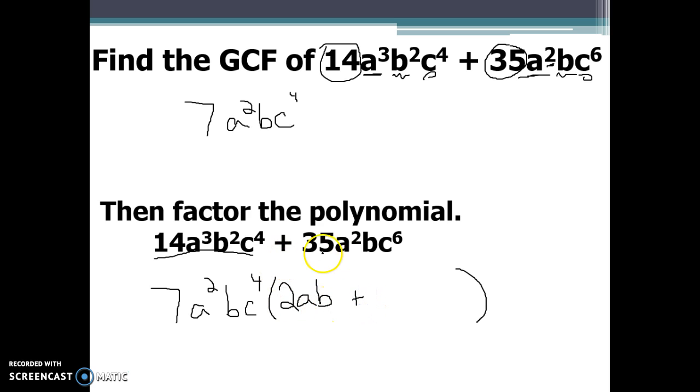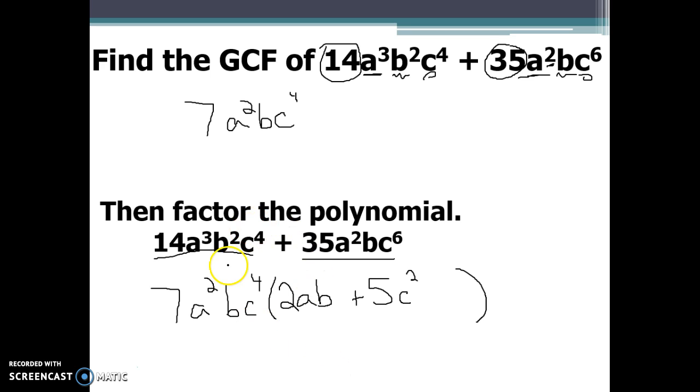There's a plus sign in between. And now look at this term. If I take a 7 out of 35, I'm going to have a 5 left over. A squared out of a squared, that's going to go away. 2 minus 2 gives me 0. B to the 1st minus b to the 1st, going to go away. 1 minus 1 gives me 0. C to the 6th minus c to the 4th is going to give me c to the 2nd. There is my factored version of this polynomial.